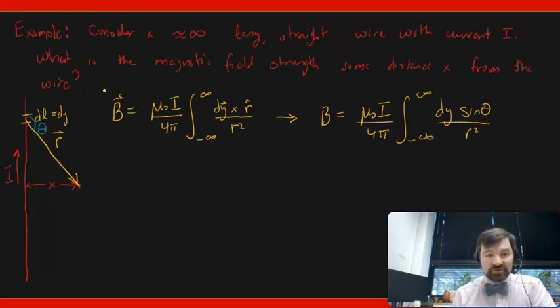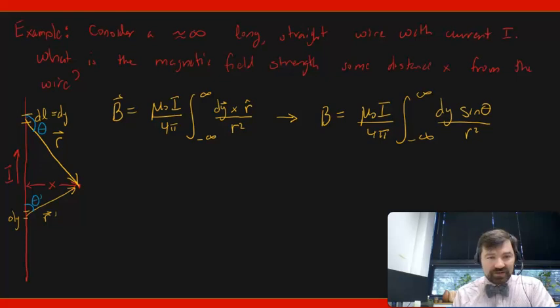To make that clear, I've drawn on here theta. And so if I were to pick a different dl, like right here, so this is just a different dy location, I would have a different r, which I'm going to mark as r prime, and I'd also have a different theta value, which I can mark as theta prime here. So these are all kind of related to each other. I have one constant in here, which is my x.